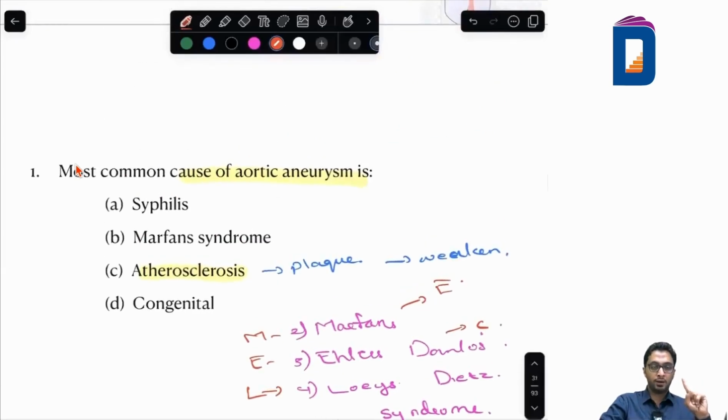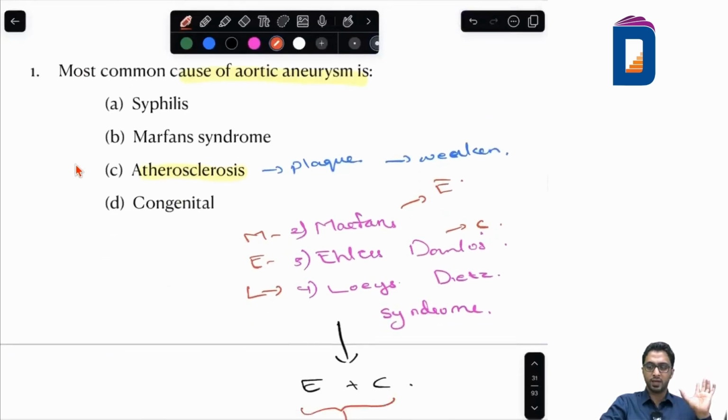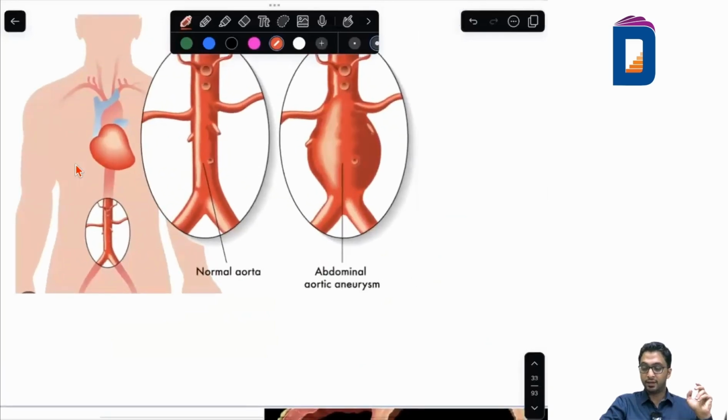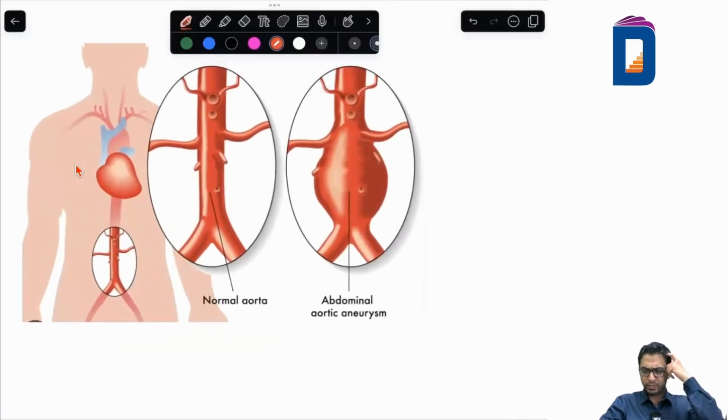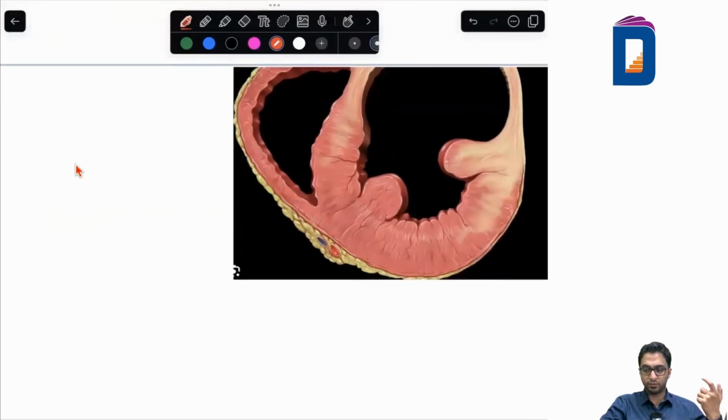Most common cause of dissection is what? Hypertension. Second is Marfan's. Most common cause of aneurysm is atherosclerosis, then Marfan's. At least two you remember, it is enough. This is your abdominal aortic aneurysm, is what you call it. I'm not going into too much detail. MI is another cause. Myocardial infarction is another cause, where you get an aneurysm of your ventricular walls.